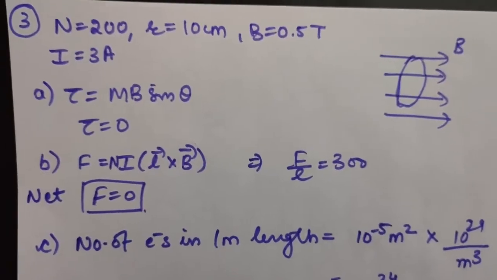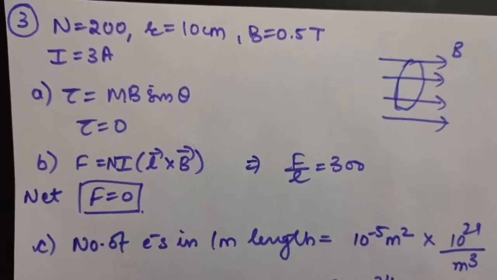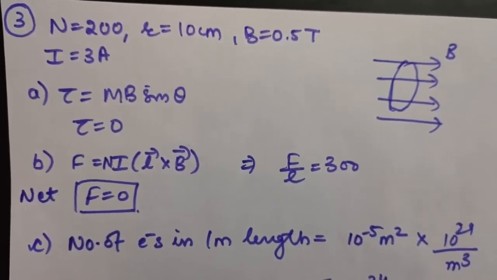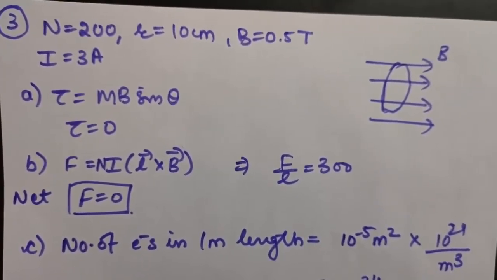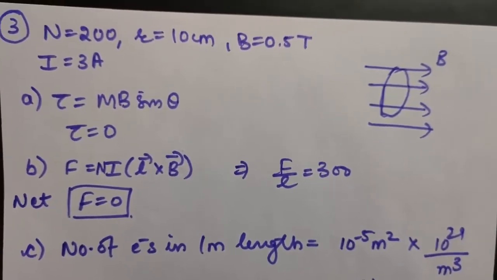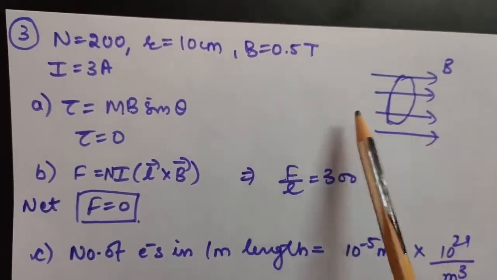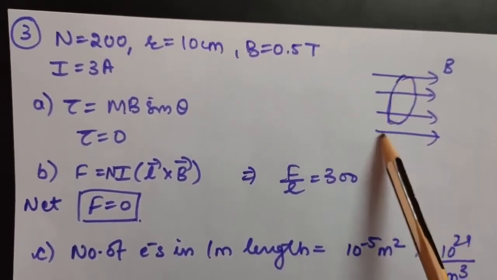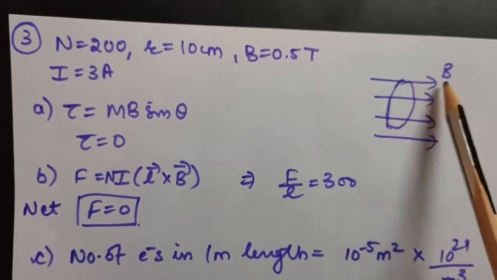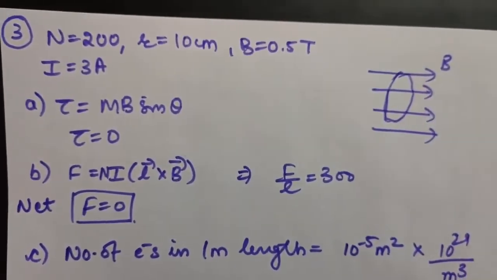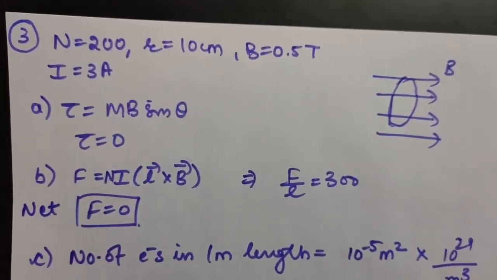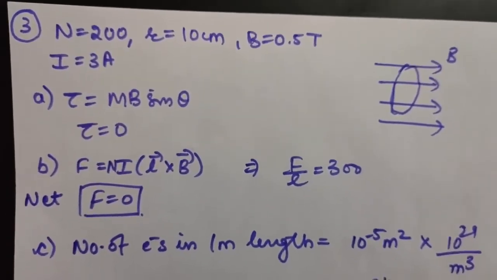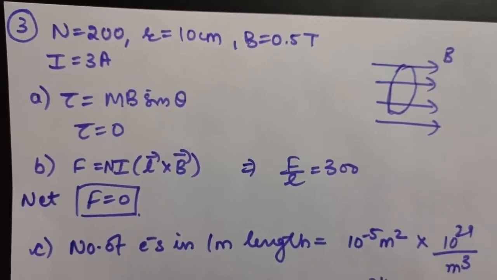The third question says a circular coil of 200 turns and radius 10 centimeter is placed in a uniform magnetic field of 0.5 Tesla normal to the plane of the coil. That is, let us suppose these are magnetic field lines, then this coil is placed perpendicular to the magnetic field lines. The current in the coil is given to be 3 amperes. There are 3 parts of the question. The first part says calculate the torque acting on the loop.